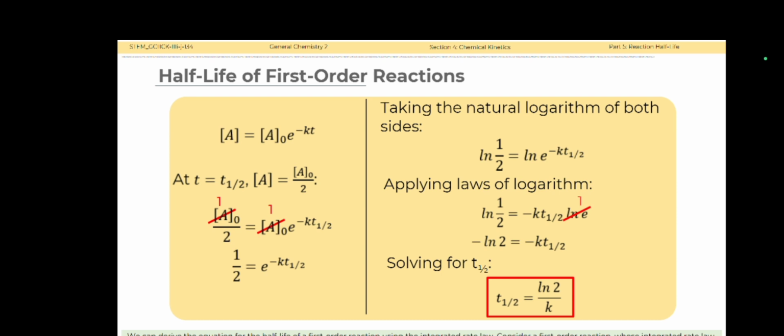Taking the natural logarithm of both sides of the equation gives us ln 1/2 equals ln e raised to the exponent negative k t 1/2. Applying laws of logarithm, we obtain negative ln 2 equals negative k t 1/2. Solving for t 1/2, we get t 1/2 equals ln 2 over k.